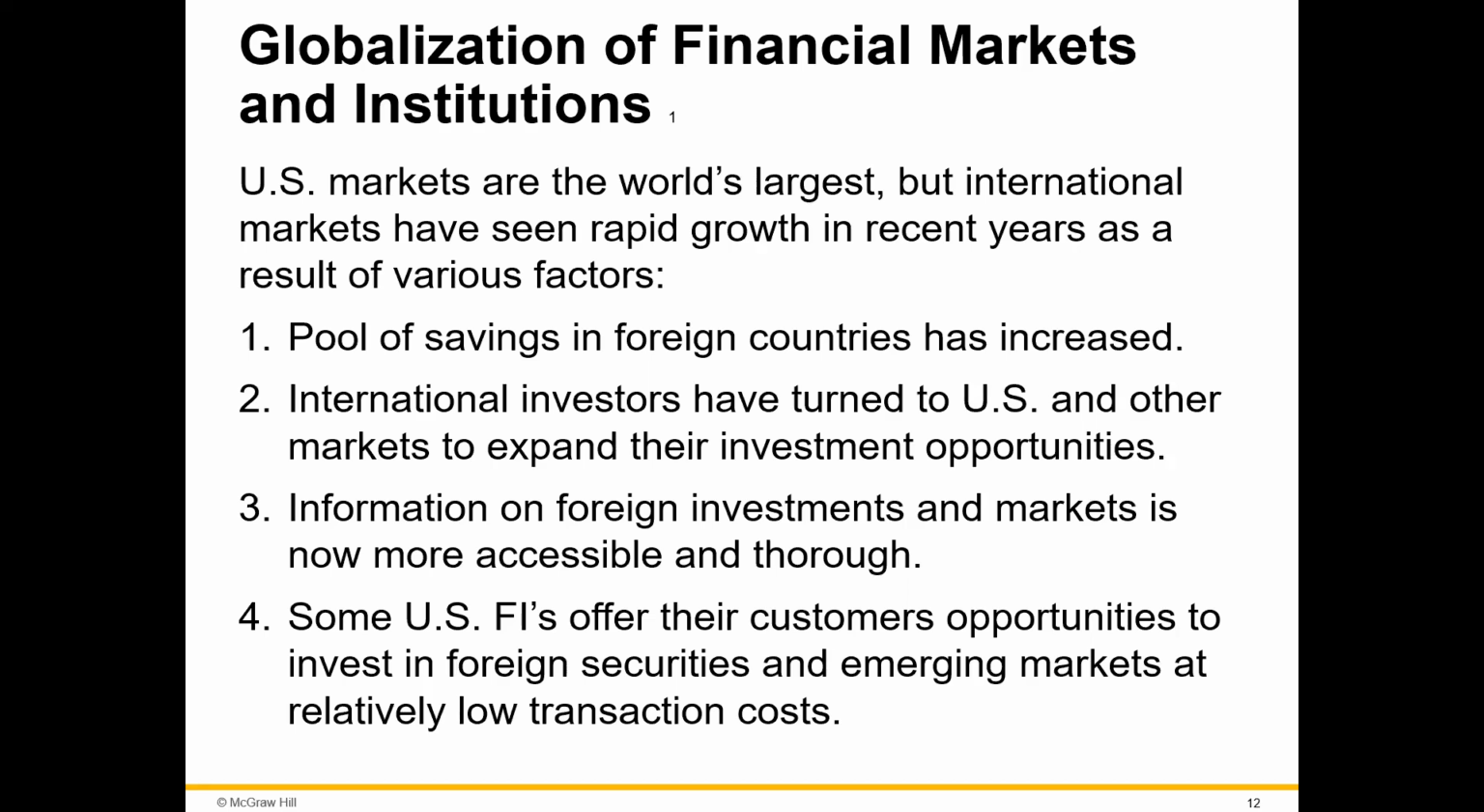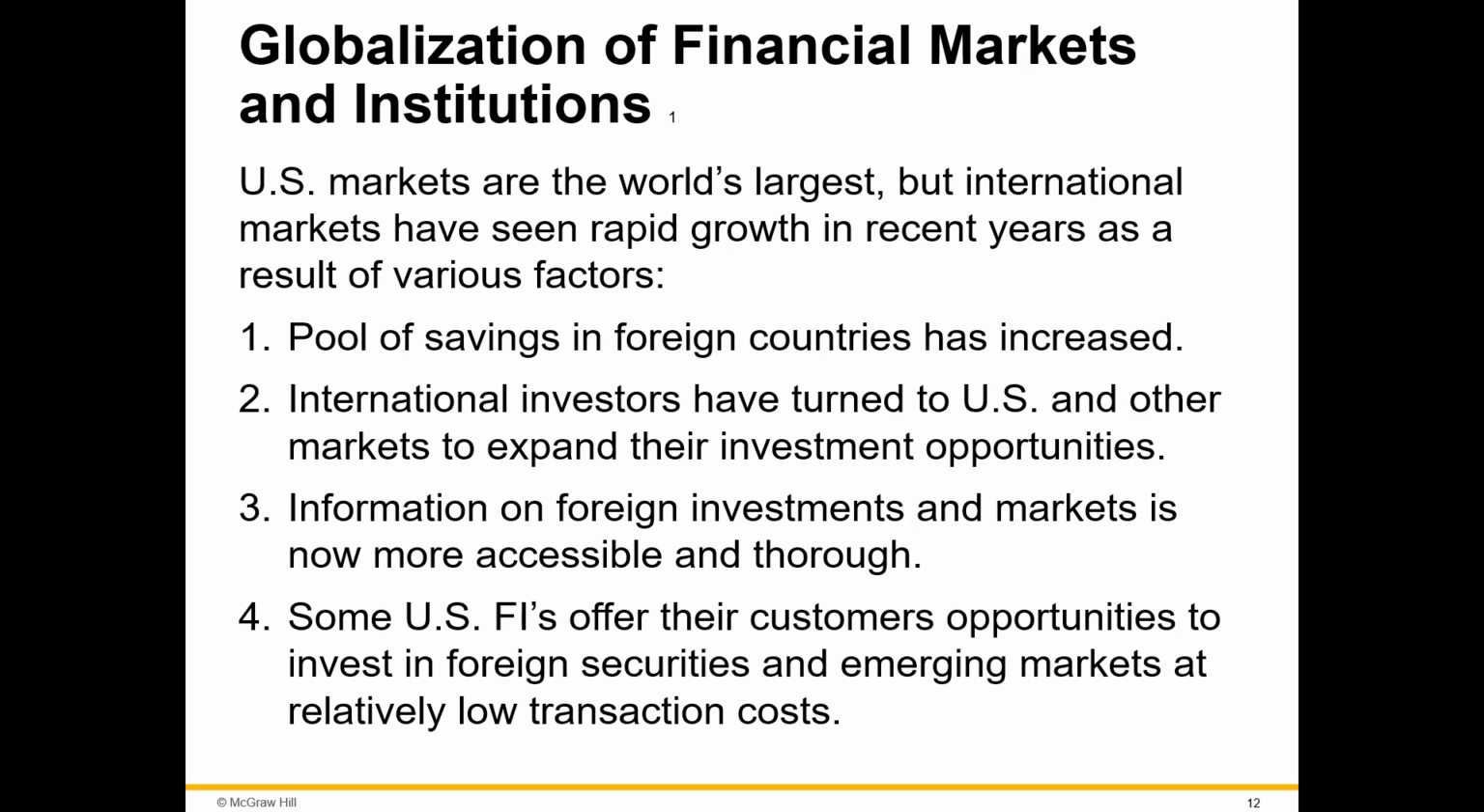Now let's talk about globalization of financial markets and institutions. Now we're looking at the international picture. United States markets are the world's largest of financial markets and institutions. We are really, really big by comparison. But international markets have seen rapid growth in recent years as a result of various factors. Pool of savings in foreign countries has increased. International investors have turned to United States and other markets to expand their investment opportunities. Information on foreign investments and markets is now more accessible and thorough. That's the internet.